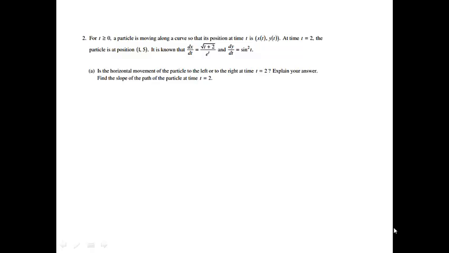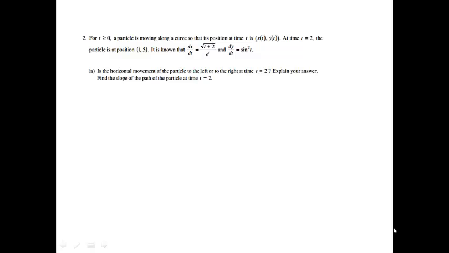Number 2, for t greater than or equal to 0, a particle is moving along a curve so that its position at time t is x of t, y of t. At time t equals 2, the particle is at position (1, 5). It is known that dx/dt is equal to the square root of 2 plus t over e to the t, and dy/dt is equal to sine squared t.